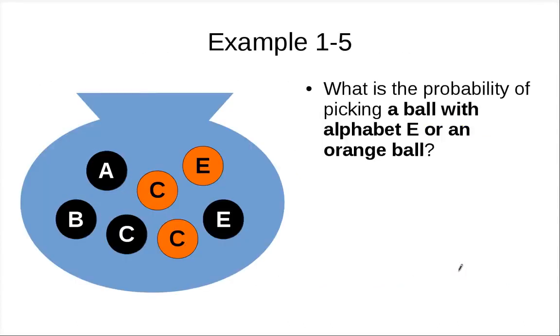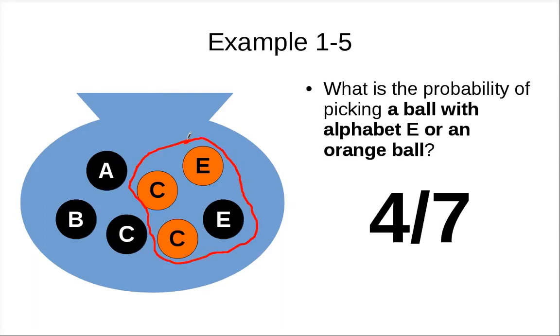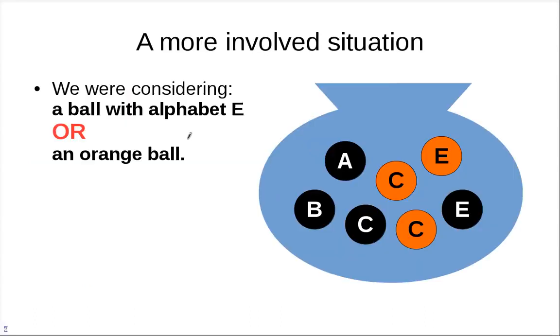All right, so let's continue with another example. What is the probability of picking a ball with alphabet E or an orange ball? You have to find all the balls with these properties, right? So it's an or. So an orange ball or a ball with alphabet E. There are 4 of them. So the probability is 4/7. But if you look carefully at this situation, we want to find a ball with alphabet E or an orange ball.